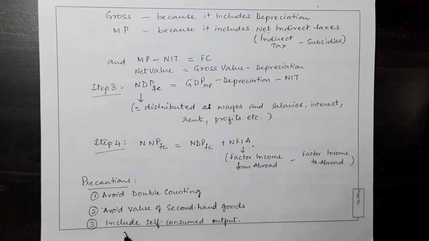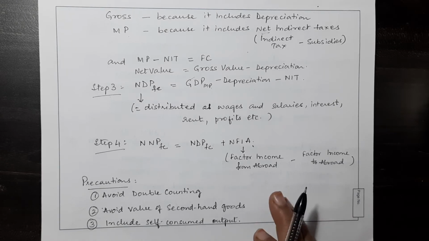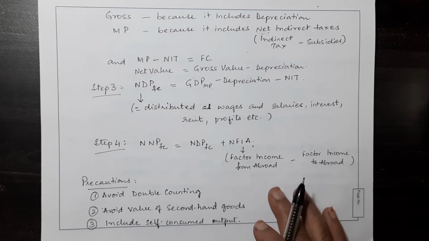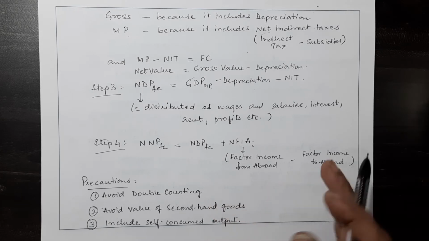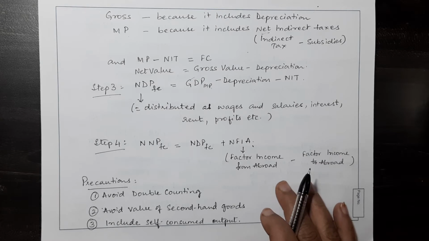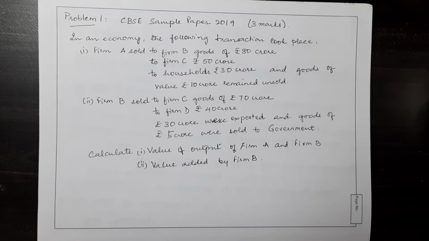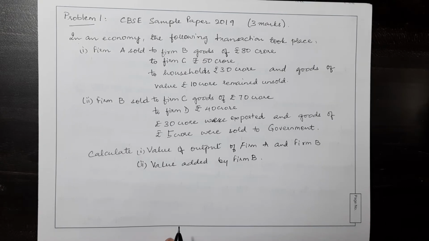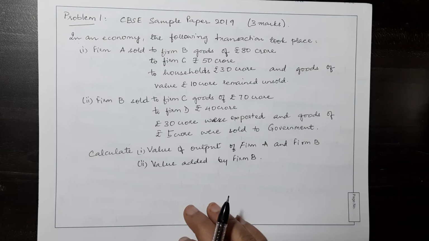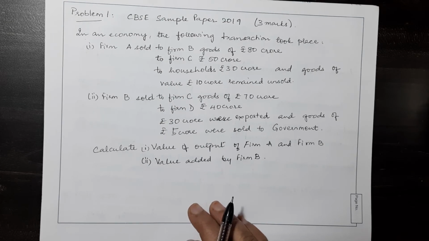Then the third one is that we need to include the self-consumed output. Since sales or output includes a certain part that we are going to consume for ourselves, we need to include self-consumed output also in calculating the national income. Having revised how to calculate national product or NVA FC, we will try to solve some problems.